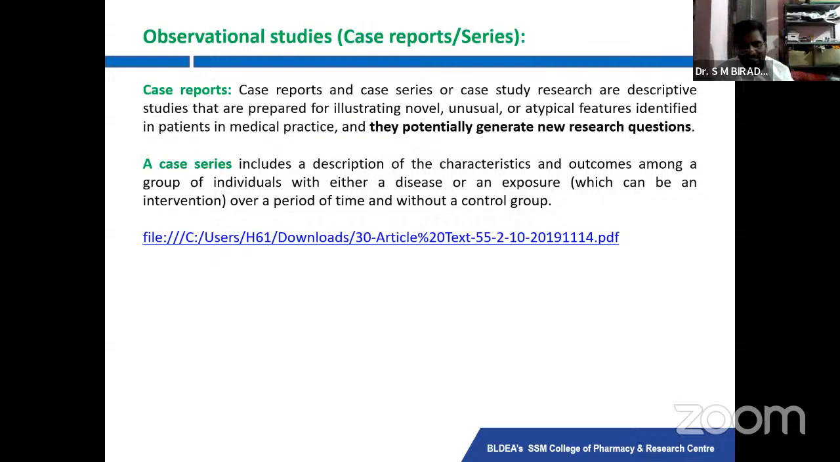They potentially generate new research questions. Means they give the information to do the big research. Big research means the full-fledged research. They give a research question to conduct the full research. So here what exactly happened, I'll just explain to you.